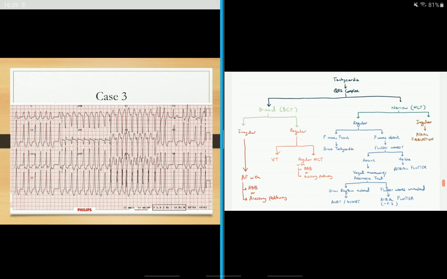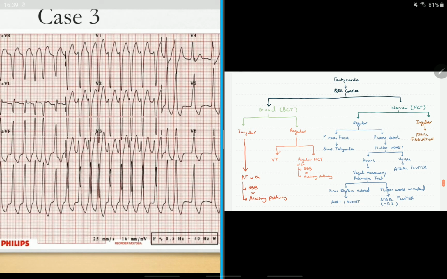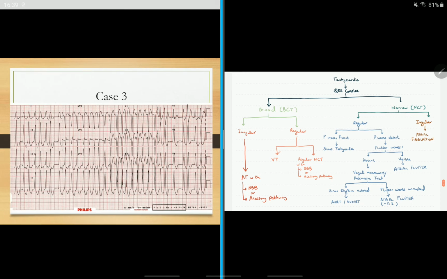Now, as we can see, this tachycardia is, number one, broad, because the QRS complexes are more than three small squares. So this is a broad complex tachycardia. Is this regular or irregular? As we can see, the QRS complexes are not regularly spaced, so this is an irregular broad complex tachycardia. Now we know the most common cause for an irregular arrhythmia is AF. But since this is broad, we need to identify if this patient has a previous bundle branch block, or if he has a previous accessory pathway which is causing his AF to appear broad.